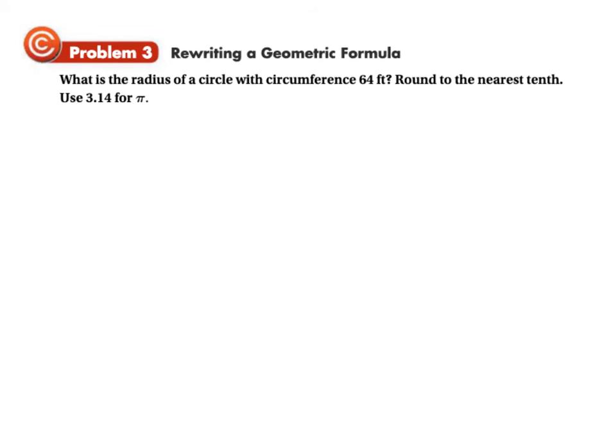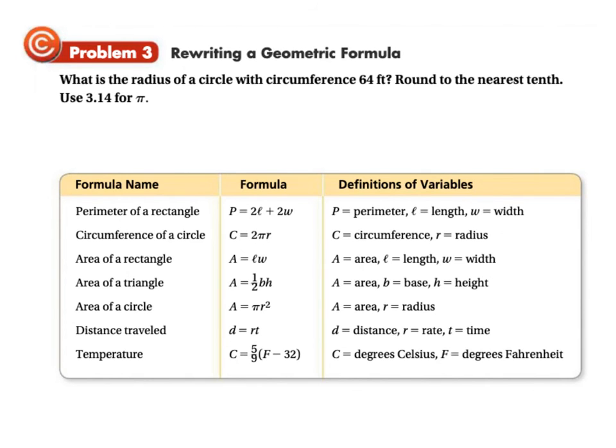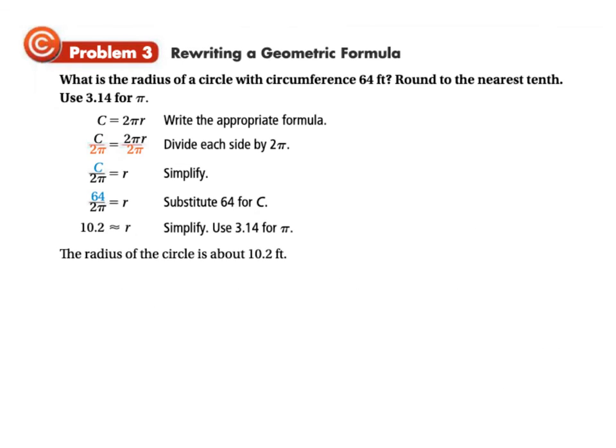Okay, so what they're asking here is, what's the radius of a circle with a circumference of 64 feet? And they want you to round the answer to the nearest tenth and use this value as an approximation for pi. Well, which formula are we going to need to use? The formula that we'll use will be relating the radius to the circumference, and you can see that that's this right here. Circumference of a circle compared to the radius. So this is the formula that we want to use, and therefore circumference equals 2 pi r, where r is the radius, and pi is a set number.